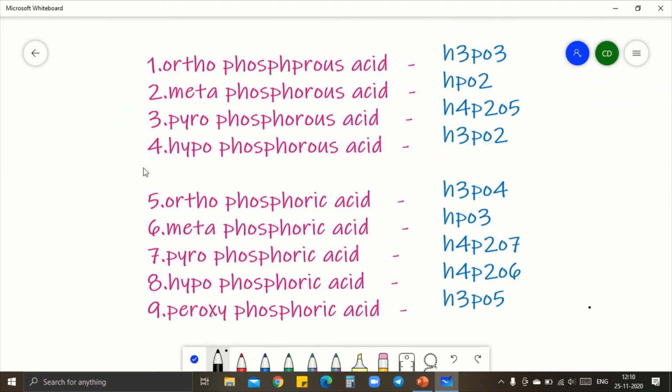And here are 9 oxoacids of phosphorus, 4 ous acids and 5 ic acids. And the code is OMPH for ous acids. And the code is OMPHP for ic acids. These are ic acids and these are ous acids. And there are formulas here. And just follow the method I set for the formulas.